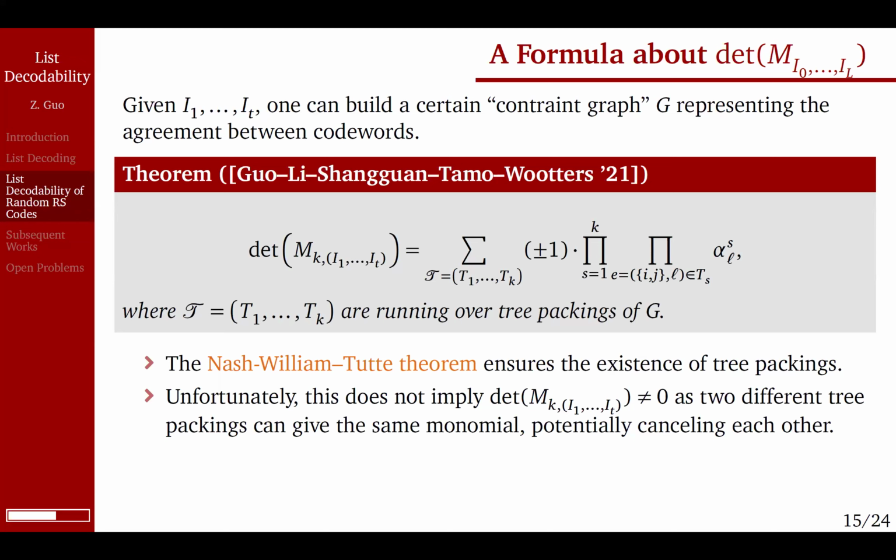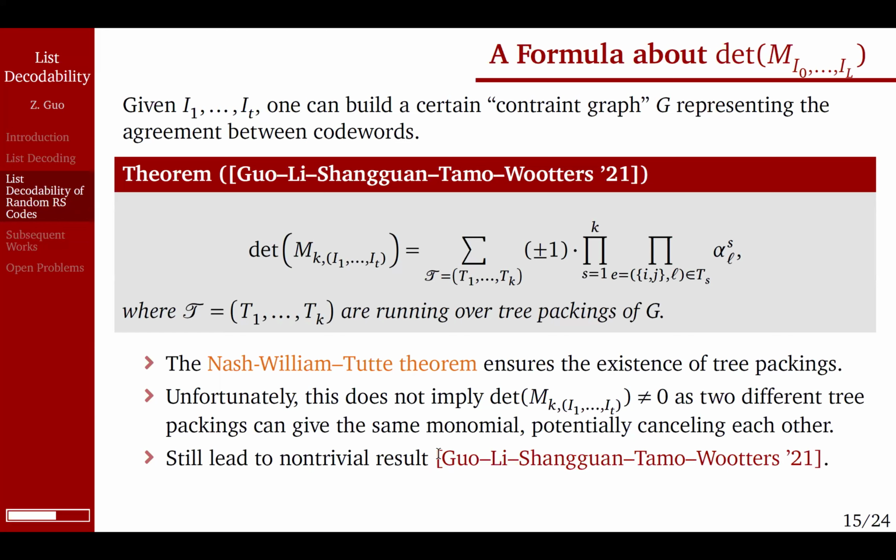So two different tree packings can give the same monomial, but maybe with different signs, so they could possibly cancel each other. We don't know how to rule this out. If the monomials are distinct, then it's immediate that the determinant is not zero, but we couldn't prove it. So that's the main problem. We figured out some trick to still get some non-zero results, basically by selecting a submatrix and showing that the submatrix has full rank. But that trick leads to some logarithmic loss, which prevents us from proving the original conjecture.